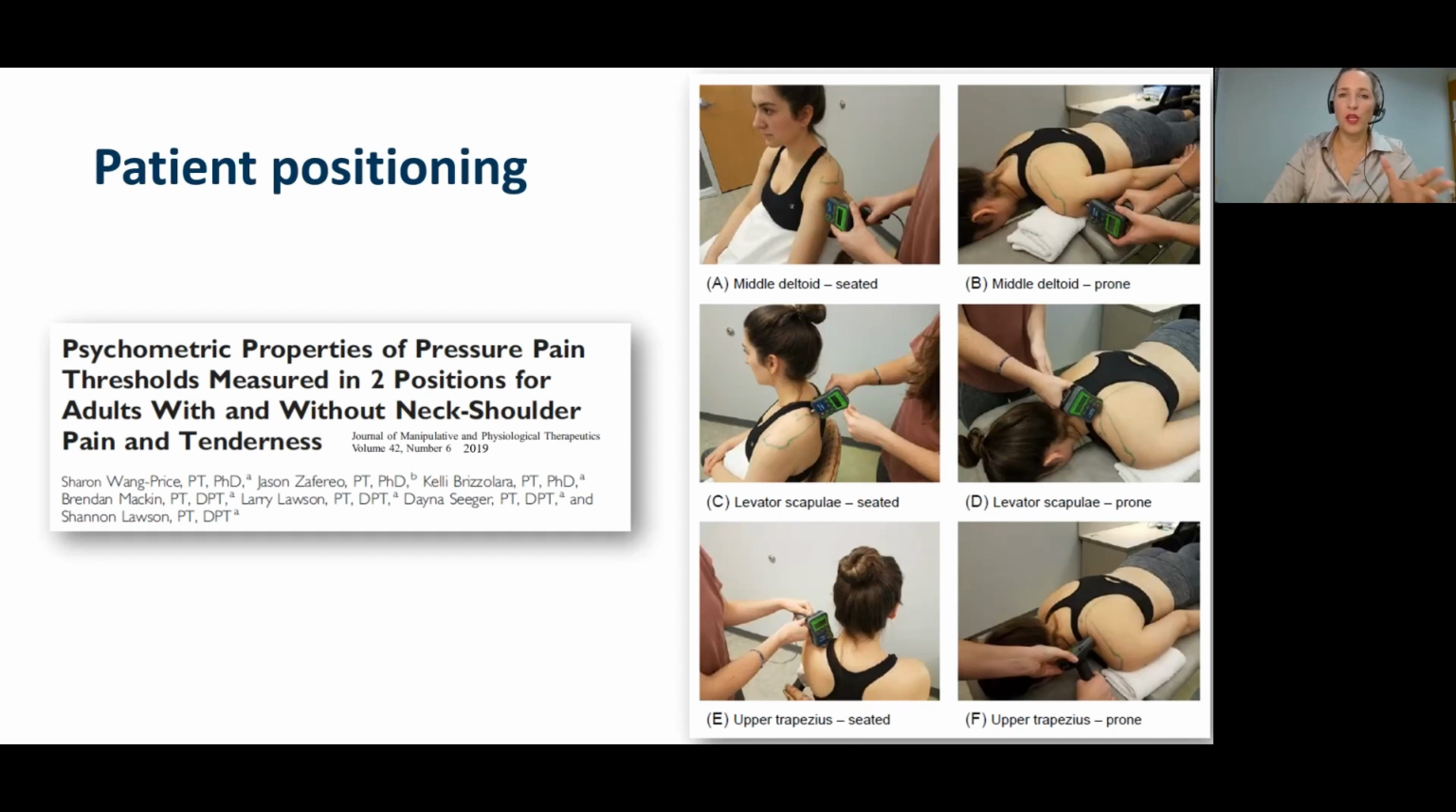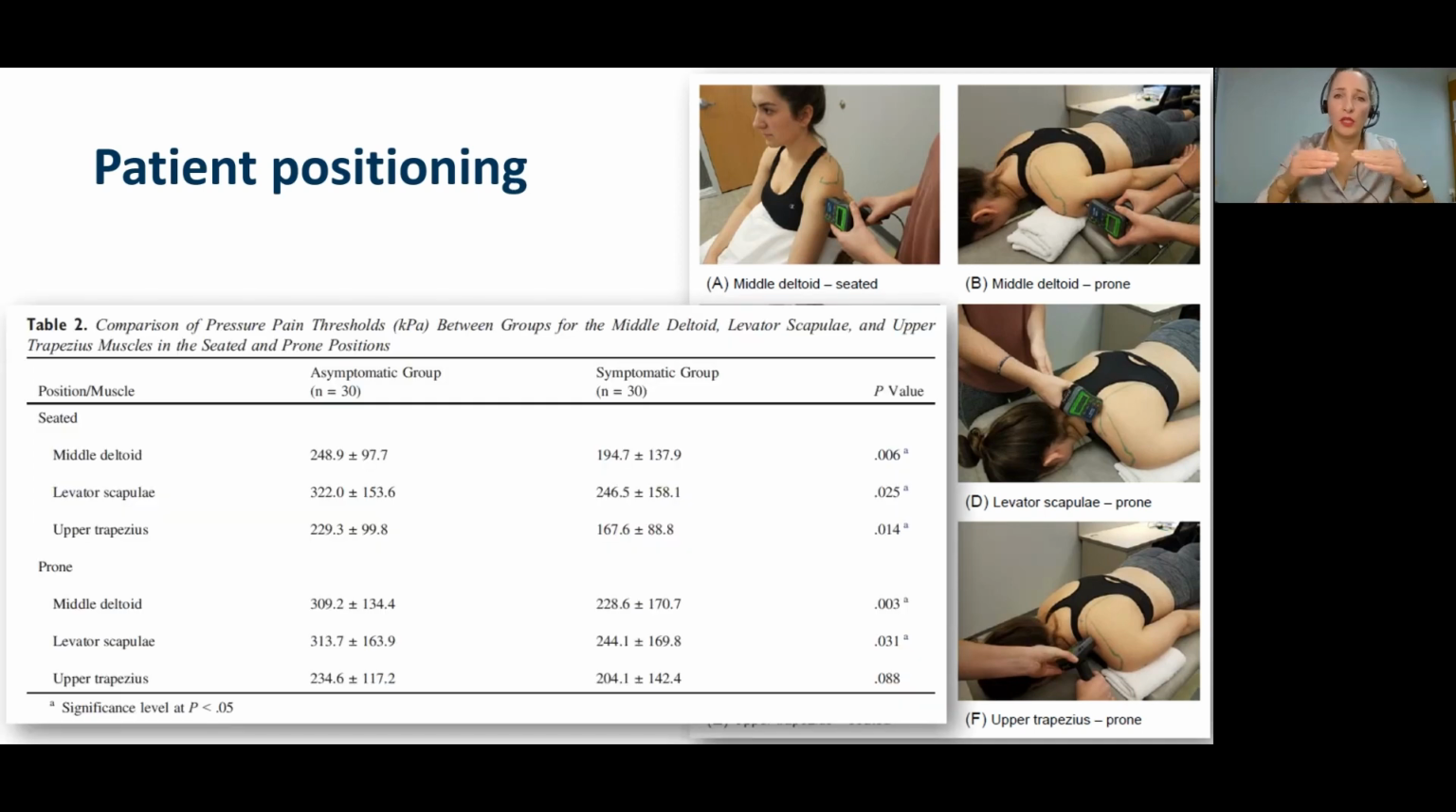So I talked to you before that patient positioning is super important, and this was actually studied by Sharon Wang-Price back in 2019, and she looked at patients with symptomatic neck shoulder pain with intermittent pain and tenderness, and also asymptomatic individuals, and they did 4 trials per body site per position. So they tested the middle deltoid, the levator scapulae, and the upper trapezius in a sitting and a prone, a lying down position on the face. And they actually found that when you're testing in a seated position, when there is tension on a muscle because of the weight of the arm being pulled by gravity, the pressure pain thresholds are lower. And this was both in the symptomatic groups and in the asymptomatic groups. So keep this in mind.